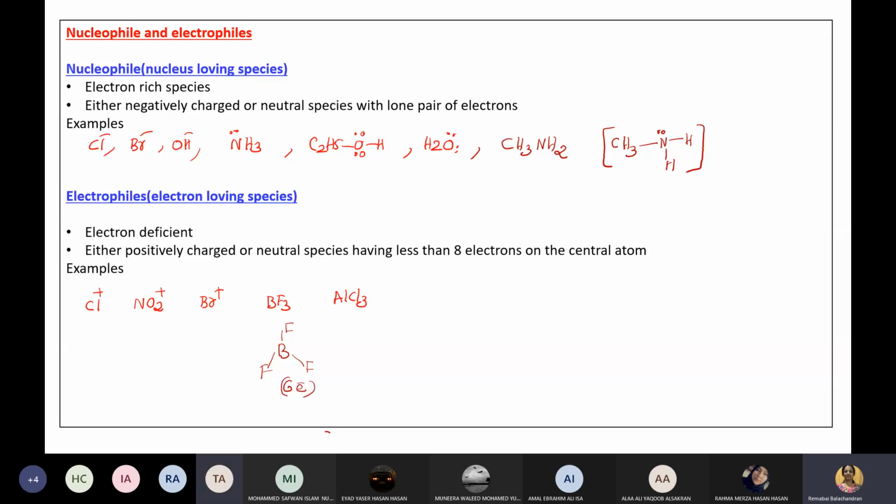Electron deficient. AlCl3, again. Al is also from group number 13, so it has three valence electrons. So no lone pair. And how many electrons are there around aluminium? Also 6.